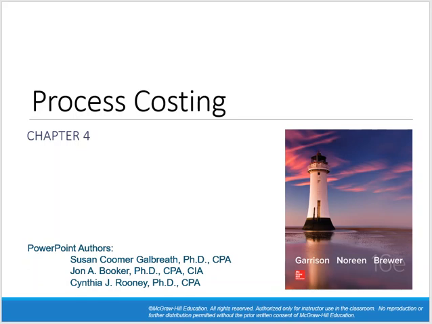But you may have wondered, well, what do we do when they're not unique in nature? What do we do when our product is essentially homogeneous? Do we still use job order costing? And the answer is no, we use process costing. So that's what we're going to learn in Chapter 4 today.